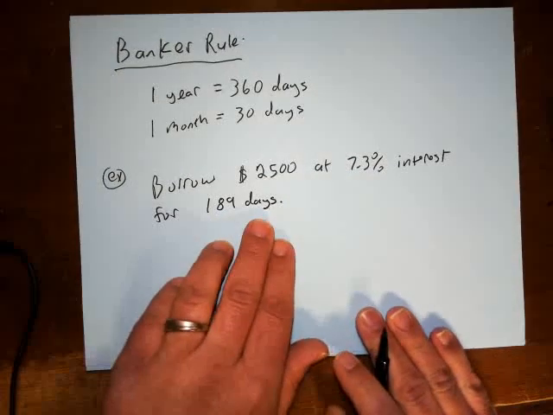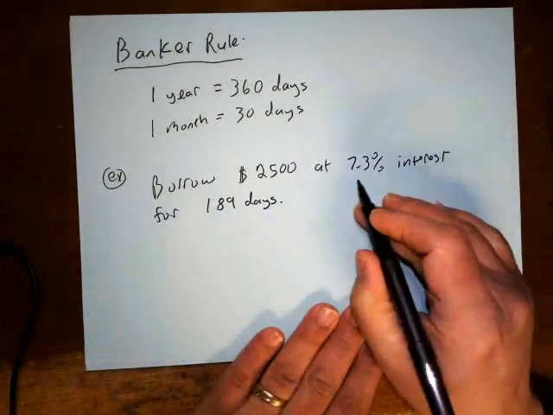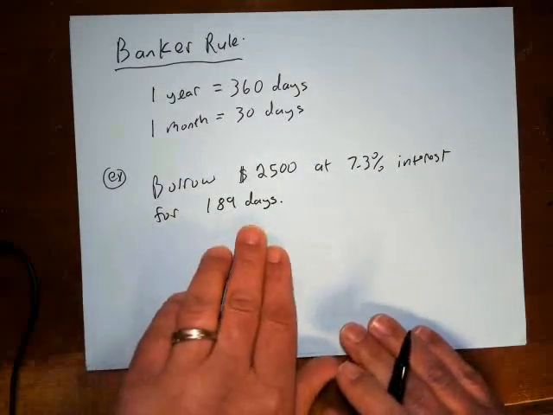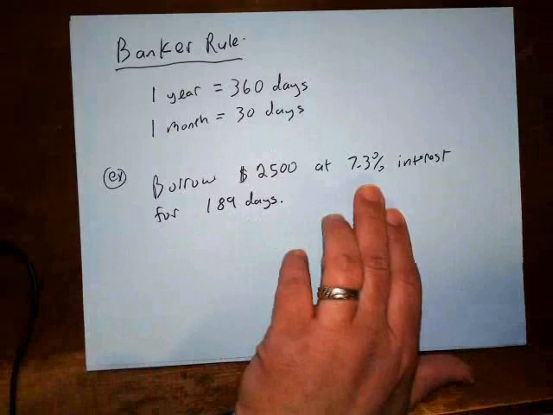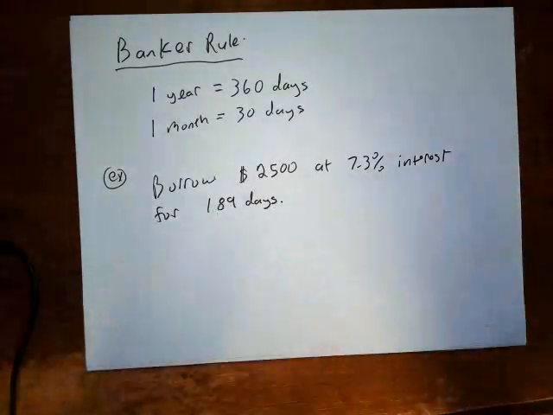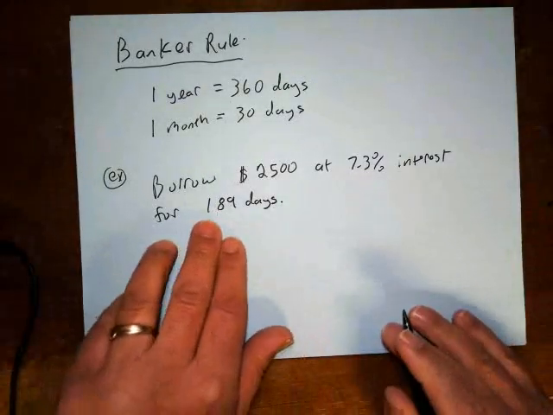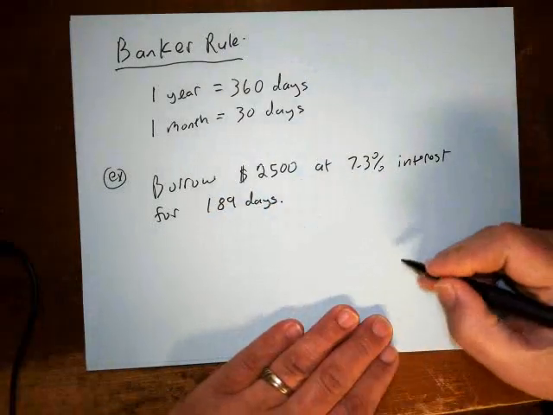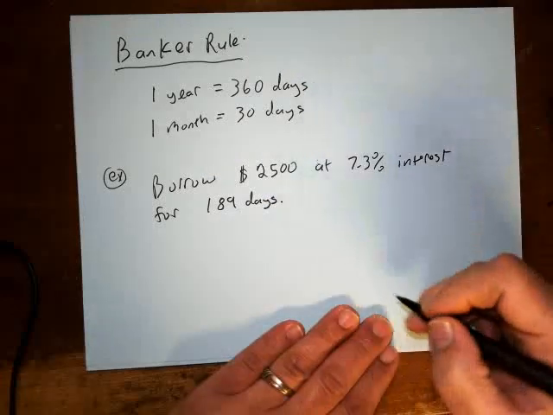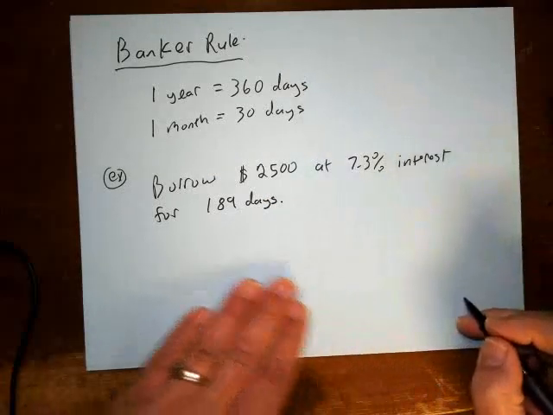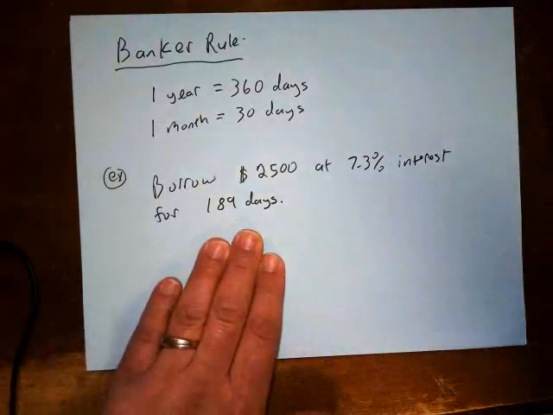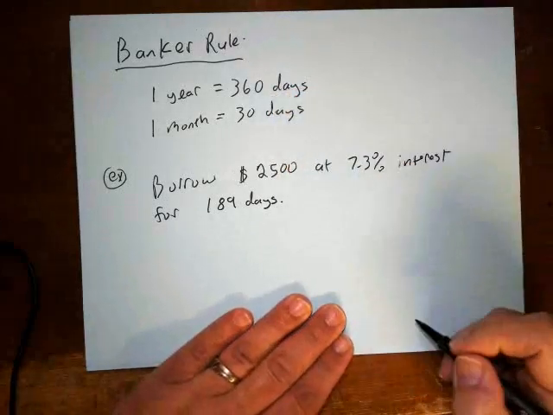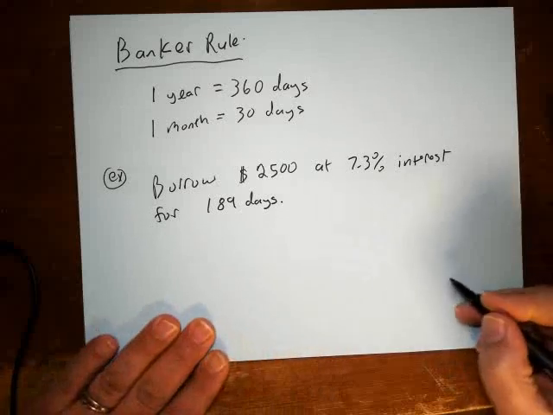Okay, so because I have days, right, this is 7.3% interest per year, and I have days, I have to convert days into years. Now normally there's 365 days in a year, so I'd be taking my year, cutting it into 365 pieces, taking 189 of those pieces, so it'd be like 189 over 365. That's what you would normally do, but due to the banker's rule, we're going to cut that year up into only 360 pieces. That's the idea, okay?